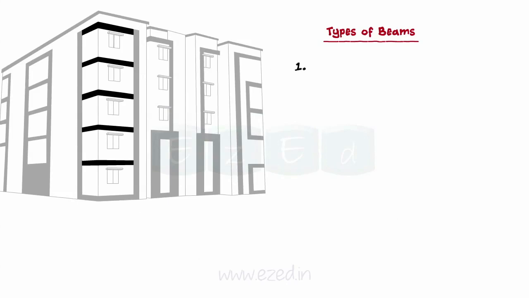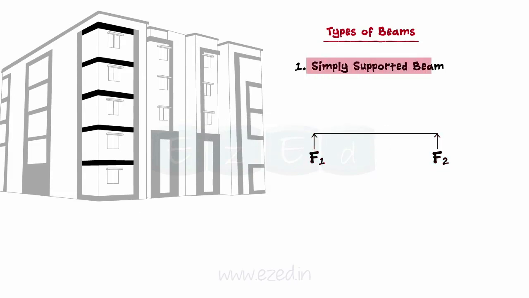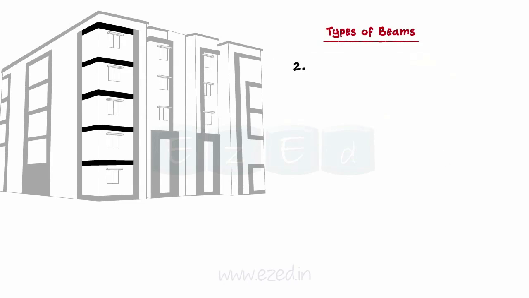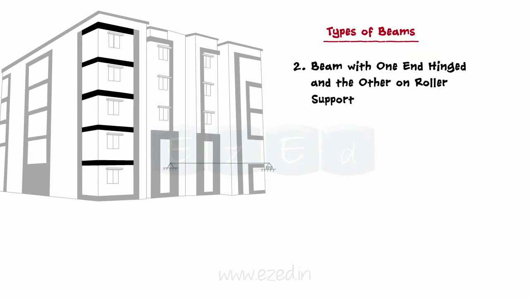The first type is the simply supported beam. When both ends of a beam are simply supported, it is called a simply supported beam. Such a beam can support load in the direction normal to its axis. Now, we will take a look at beams with one end hinged and the other on roller support. If one end of a beam is hinged and the other end is on rollers, the beam can resist load in any direction.